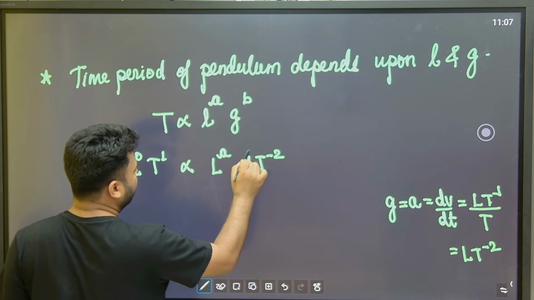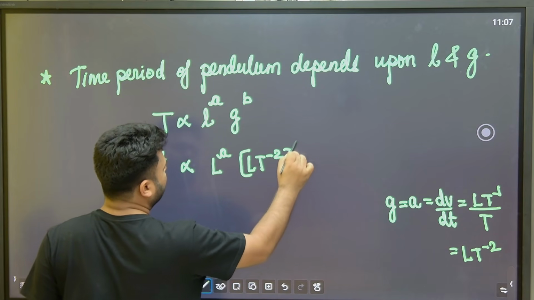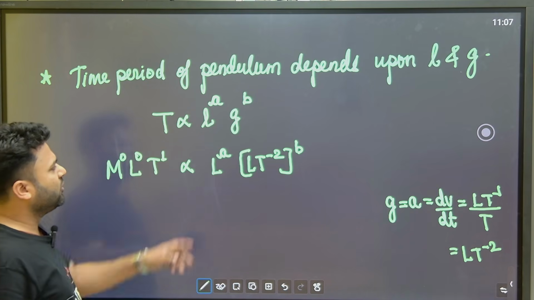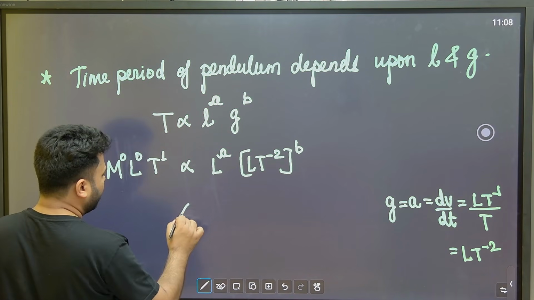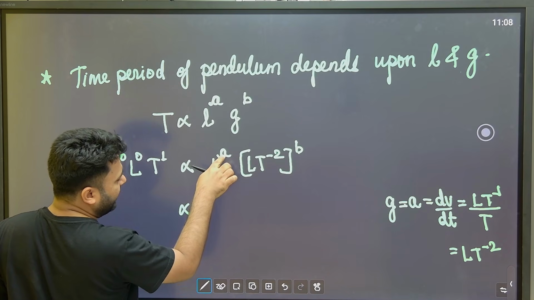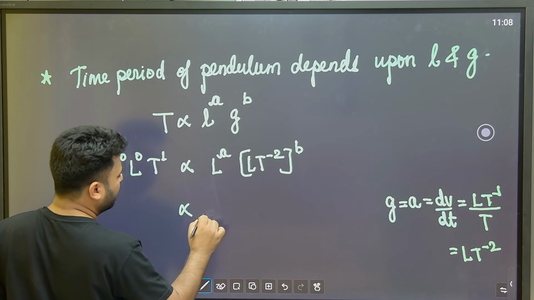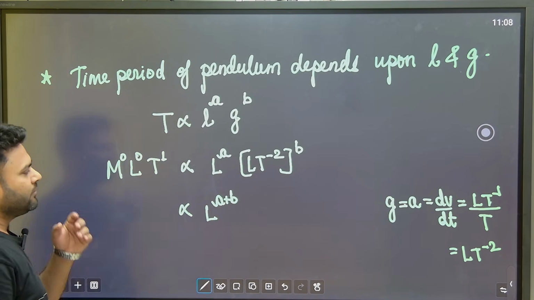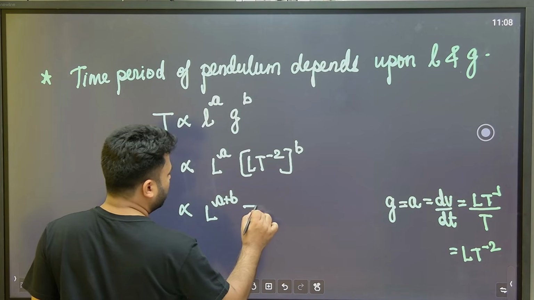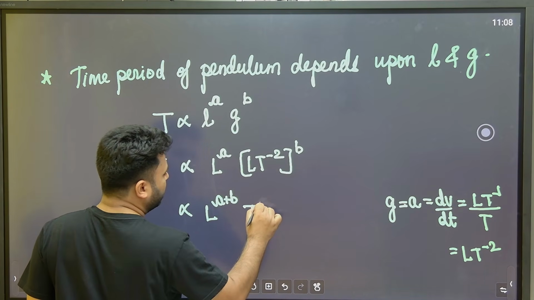This is the dimension of gravity, and this to the power b, because gravity to the power b. So here we can write length power a, and here length power is b. So finally we can write length to the power a plus b. Similarly, time power will be minus 2 into b, minus 2b.